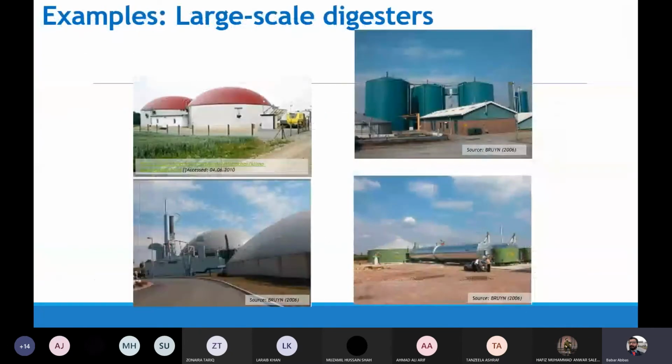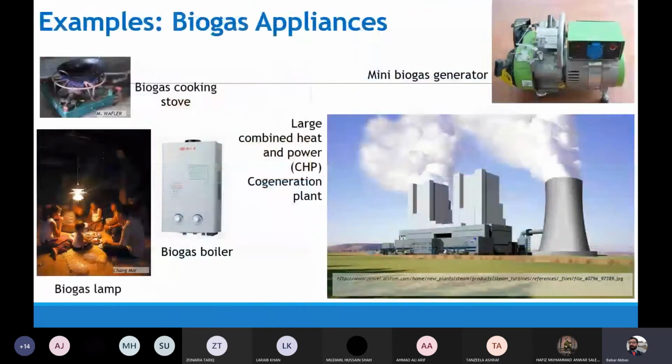Once you have generated or produced the biogas, where can it be utilized? Biogas can be utilized to cook your food, to provide light, to boil your water, to generate electricity at household level or at the smaller level, and then obviously combined heat and power plant as a complex plant system.